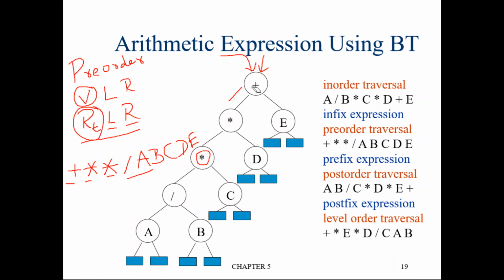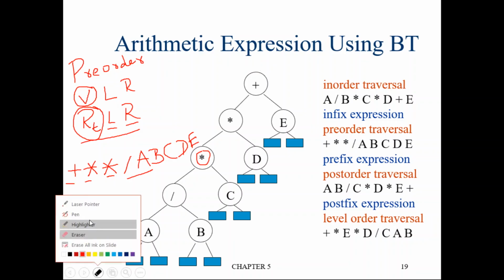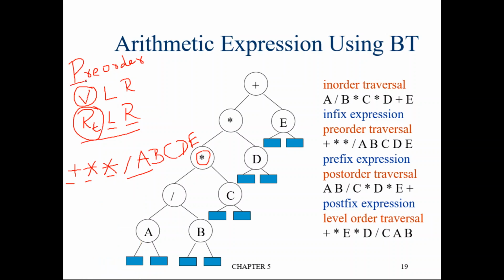Here pre represents what should be visited first. I mean, root should be visited first, so that we are calling it pre-order. Before visiting anything else, first visit root. So this is the output. If you visit this in pre-order fashion, you will get it like this.